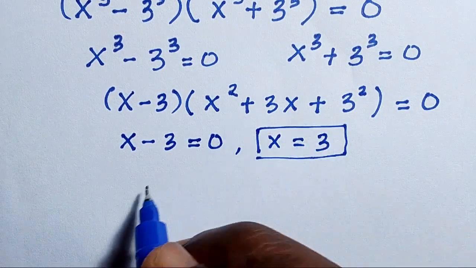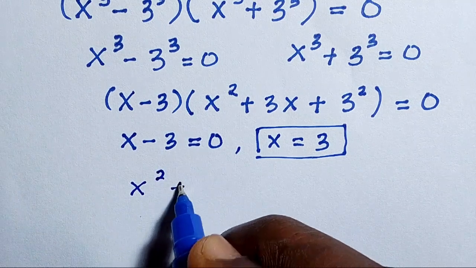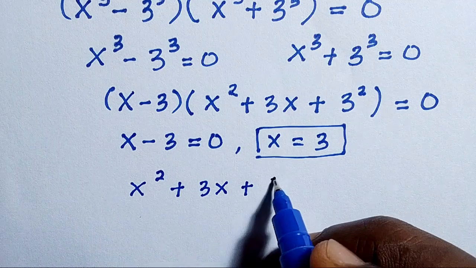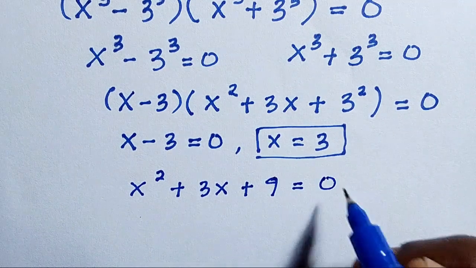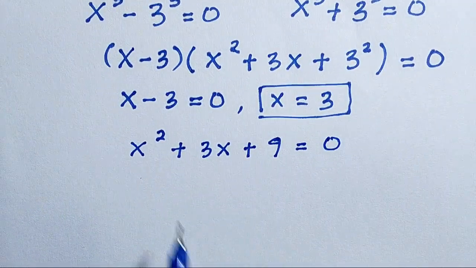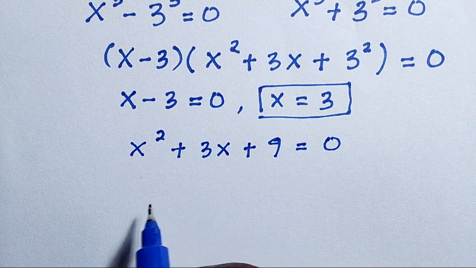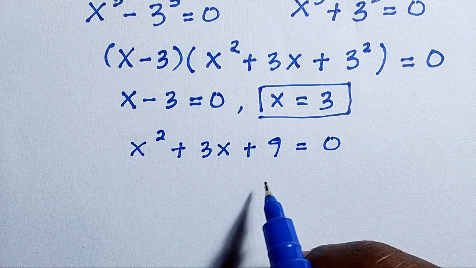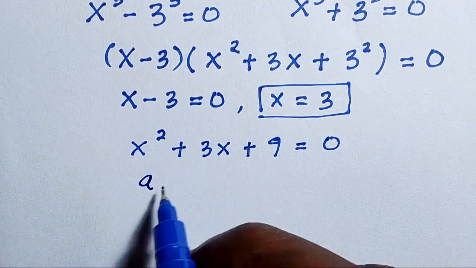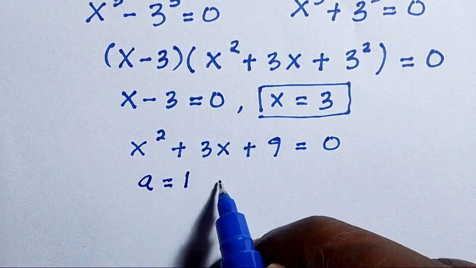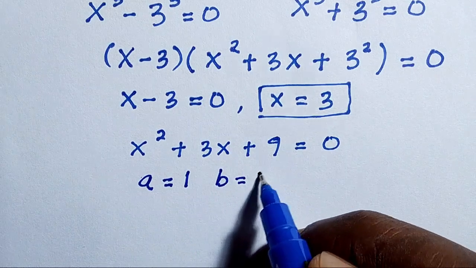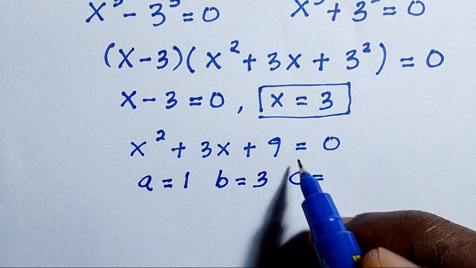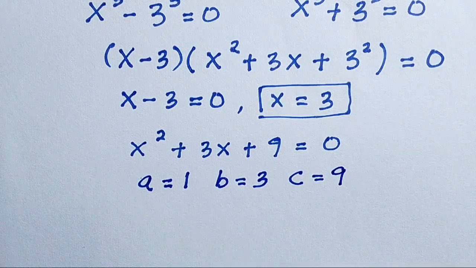And also for the second part, which is x to the power of 2 plus 3x plus 3 to the power of 2, it gives us 9. Then everything equals 0. So here is a quadratic equation, as we are going to solve this by the quadratic formula. And what are the parameters we need? We need a, which is the coefficient of x squared, as 1, and b is the coefficient of x, which is 3, and c is the coefficient of the constant value, which is 9.